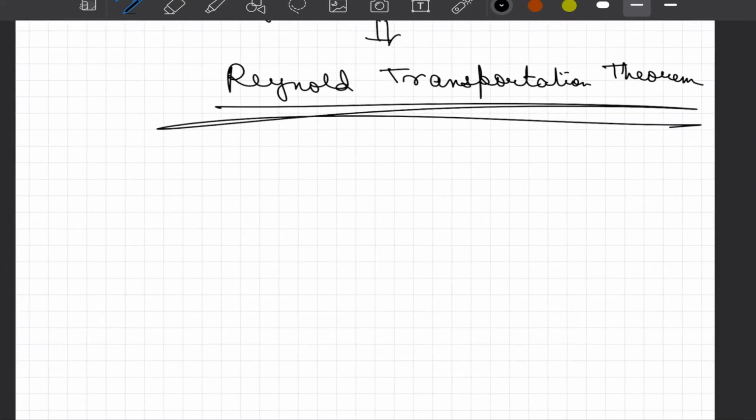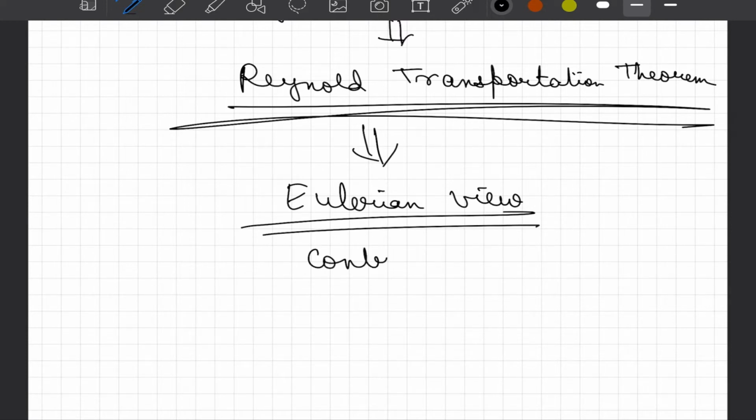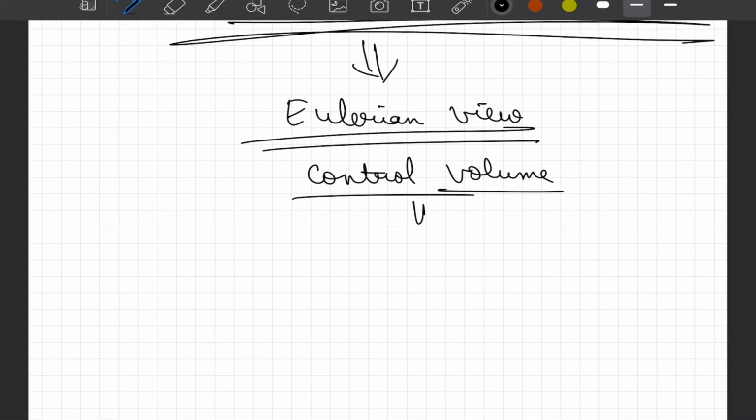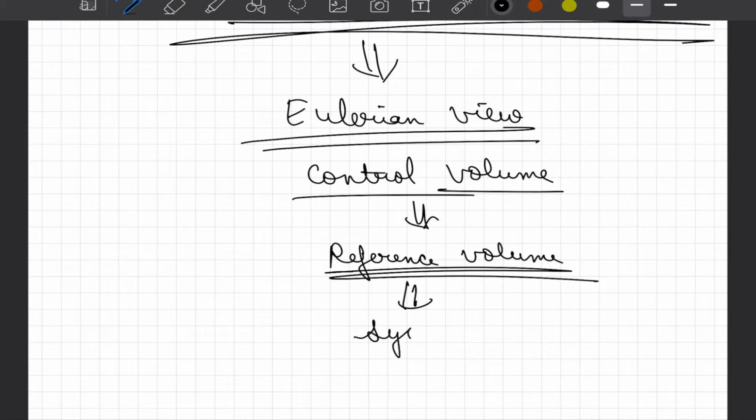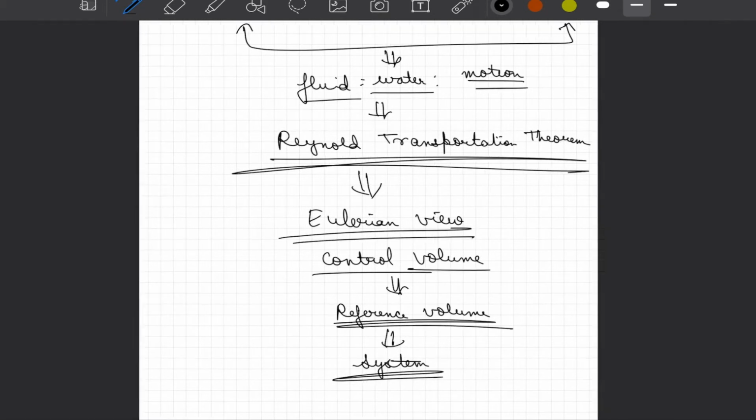One thing we have to keep in mind is that whenever we are talking about the Reynolds transport theorem, we are essentially using the Eulerian view. In the Eulerian view, we go with the concept of control volume, which will be a three-dimensional entity in the case of fluids, which will serve as our reference volume and with respect to which we will make all the studies. Then we will also talk about the concept of system, and we will consider the fluid packet as a system that is moving, and we will try to apply various conservation principles on that system.